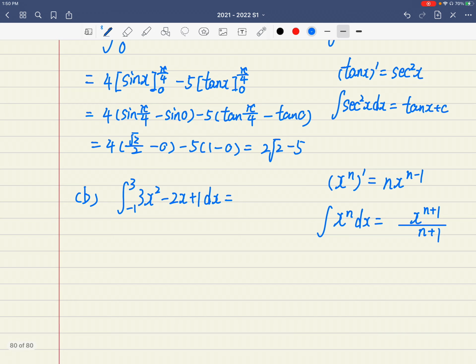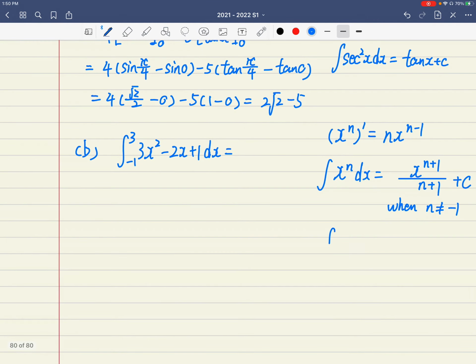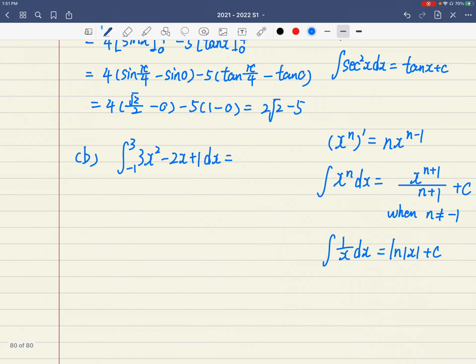Of course, first you have a plus c here. And second, because n plus 1 is in the denominator, n can never be negative 1. So what if it's negative 1? What is this derivative? It's ln absolute value of x plus c.